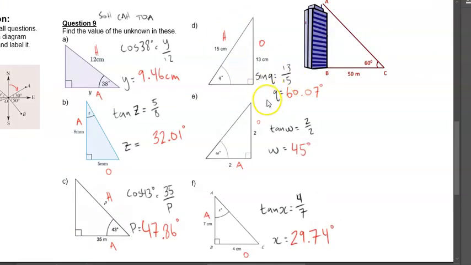With the power of video editing, here are the solutions. All of them are angles except for the first one, 9.46. Make sure you write the centimeters there. 32.01 degrees for B, 47.86 degrees for C, 60.07 degrees for D, 45 degrees for E, and 29.74 degrees for F.